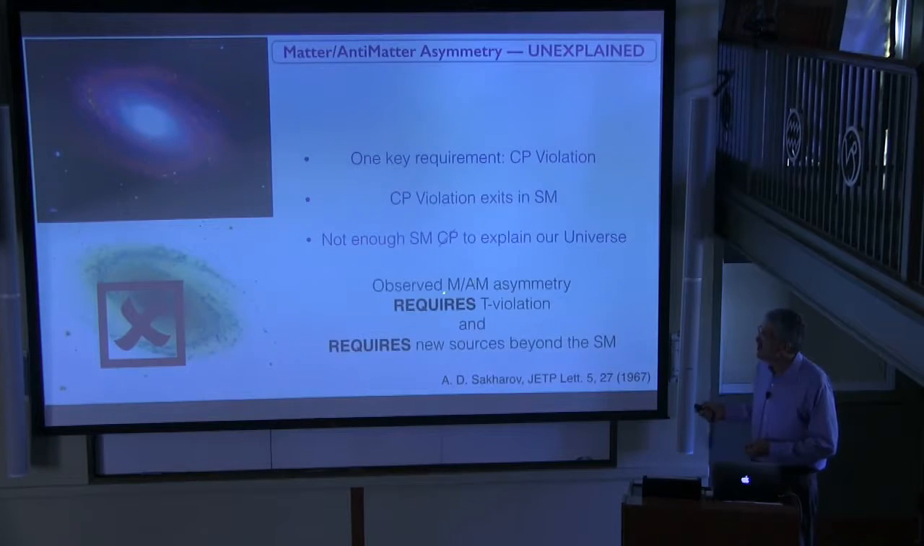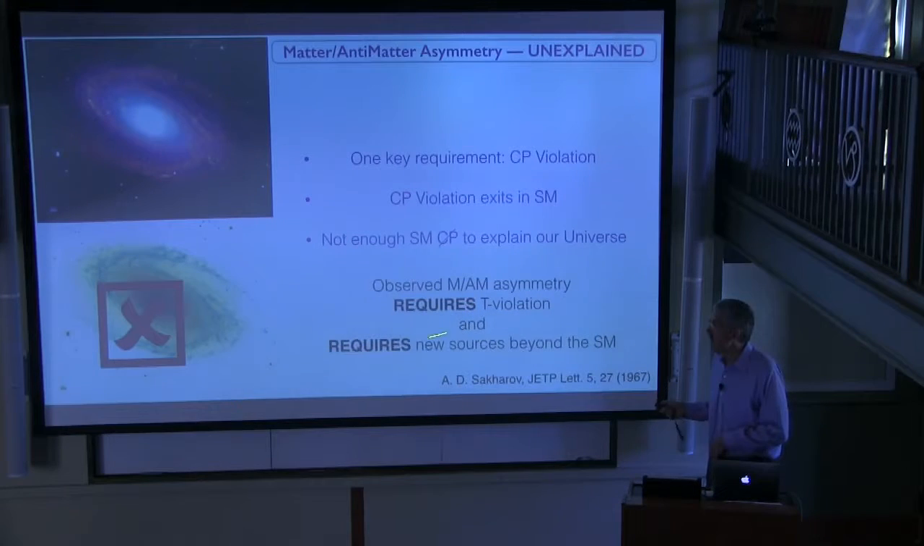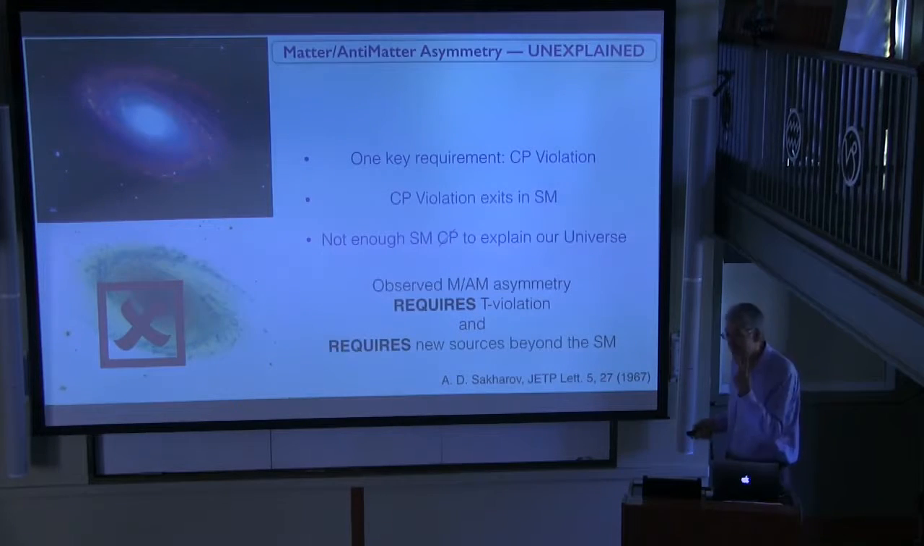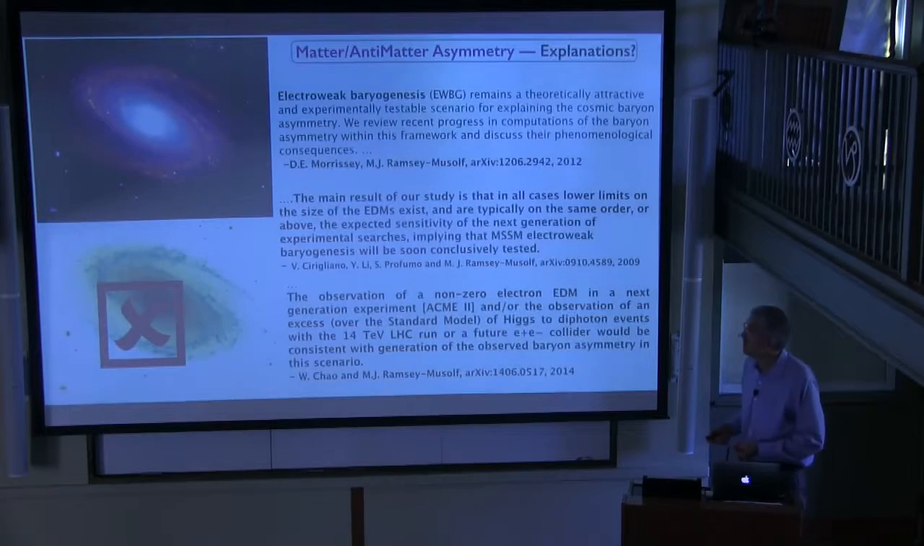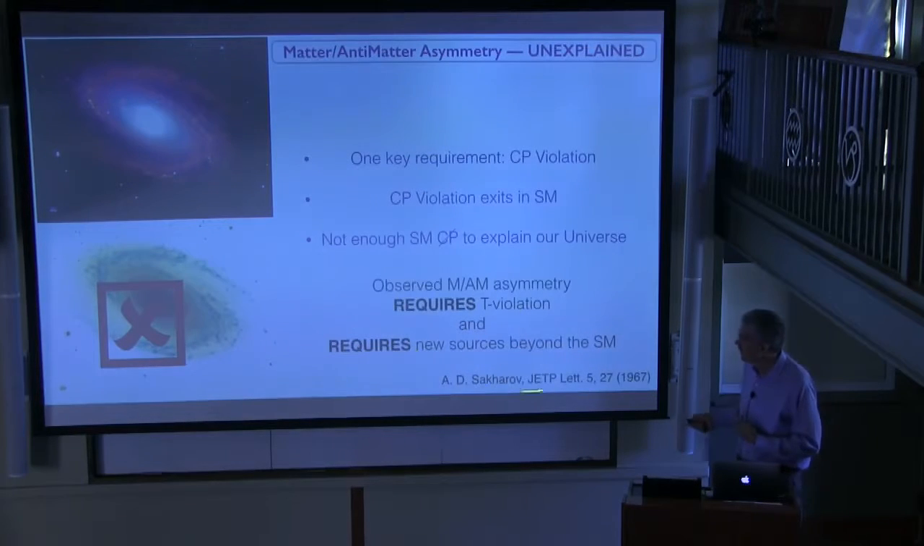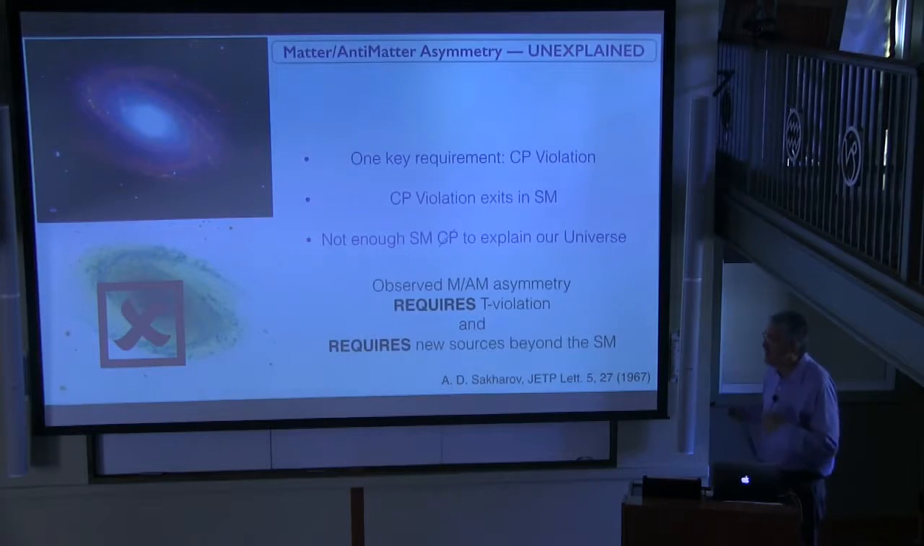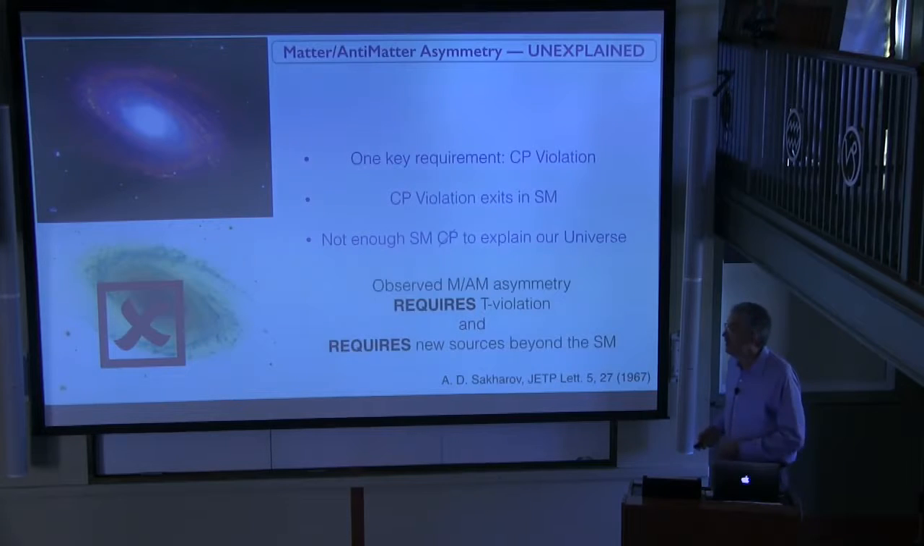So the observed matter-antimatter asymmetry requires time reversal violation, and requires new sources of this time reversal violation beyond the standard model. That's a second big question in physics that's not resolved. Now, this is a very general idea of what you need. CP violation is one ingredient. Another ingredient is some kind of out of equilibrium phase transition or something. But that happens all the time in any model of the Big Bang.